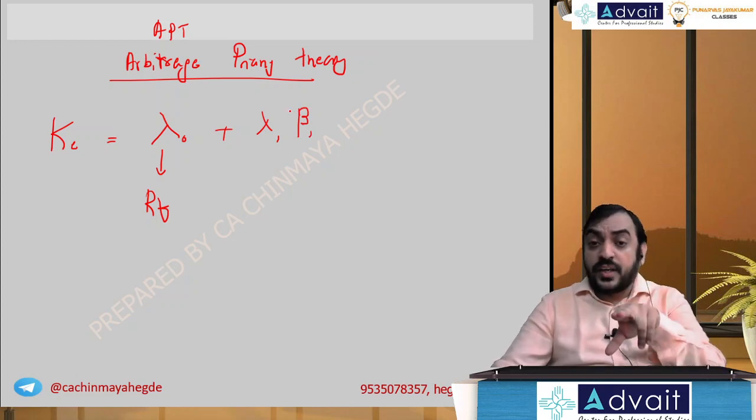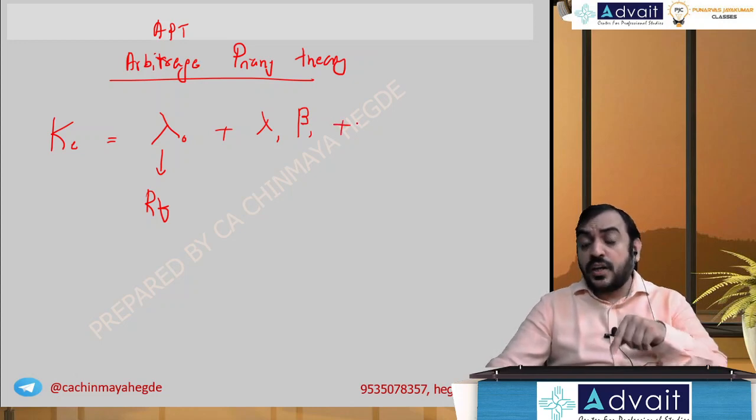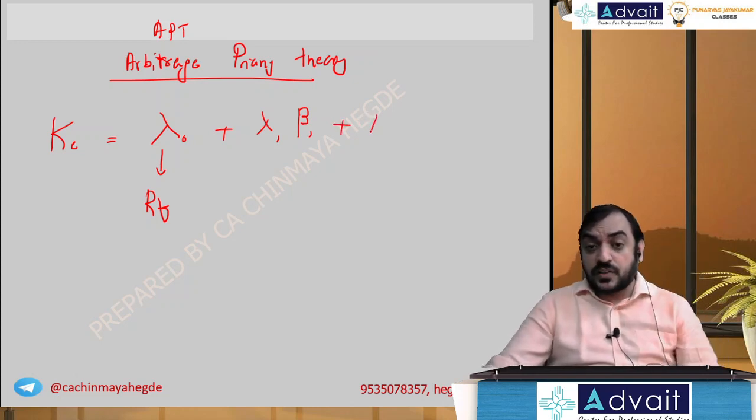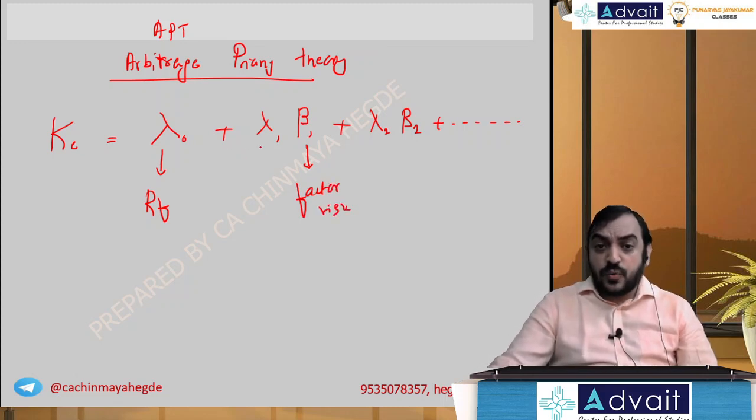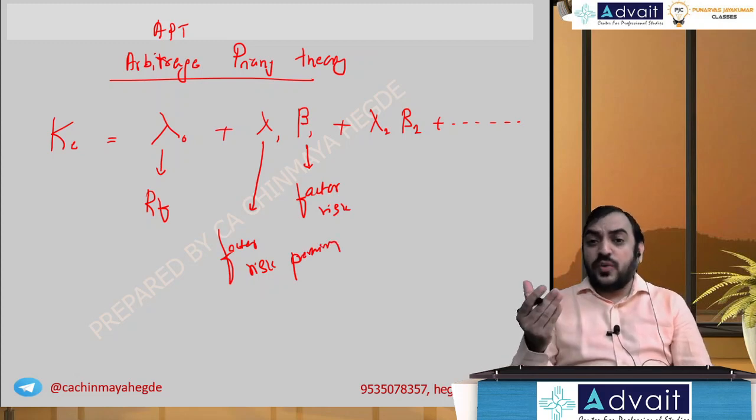RM minus RF into beta. That was CAPM. Then extend further. They are not only telling for one factor, take many factors: lambda 2, beta 2, plus dot. Beta 1, beta 2, understand? This is factor risk, and lambda 1, lambda 2 and all are called factor risk premiums.